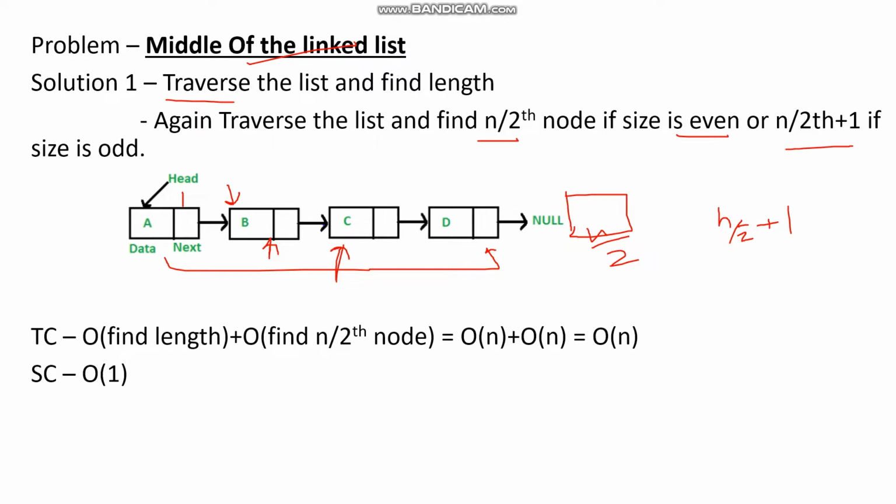So what will be the time complexity? Time complexity will be O(n) just to find the length of the linked list, and then O(n) again just to reach the second node of the linked list. And space complexity is O(1) because we are not using any extra space.